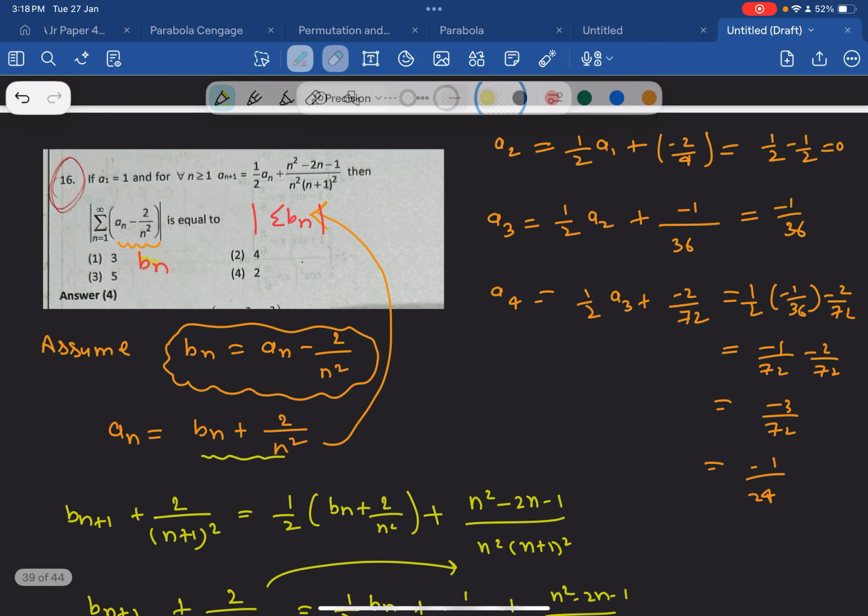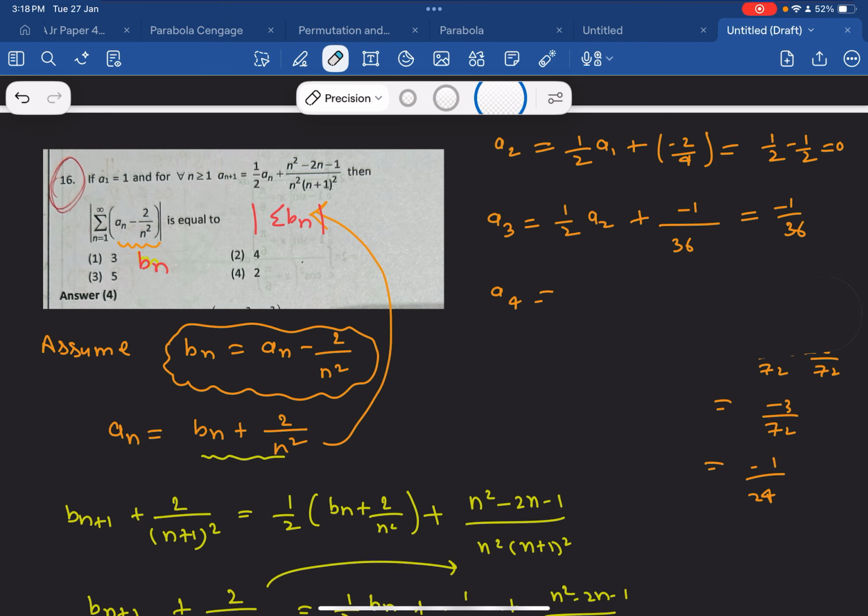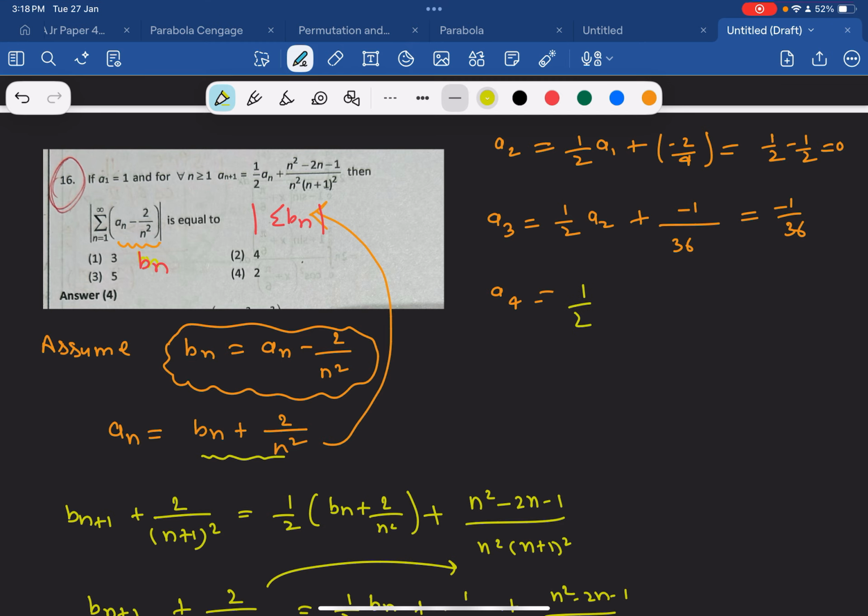A4, how much are you going to get? If you calculate A4 from here, how much are we getting? Just see once again, we will calculate. So A4, if you calculate, 1 by 2 A3 and plus 4, okay, A4 we are calculating. Here n equal to 3. So 3 square 9 minus 3 2 just 6 minus 1 upon 3 square 9 and 3 plus 1 4. So 16 we are going to get now.